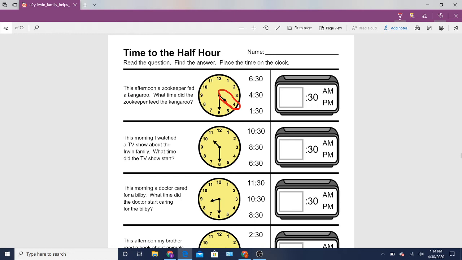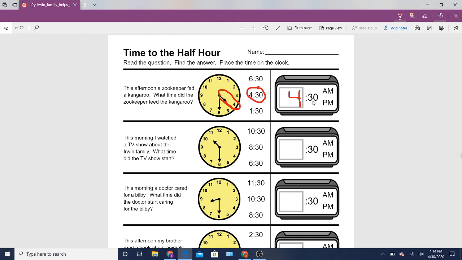So the story for this one says, this afternoon a zookeeper fed a kangaroo. What time did the zookeeper feed the kangaroo? So again, we went to the small hand or the short hand, and it's at 4. When the big hand's at the 6, it means 30. So we're going to circle 4:30. We're going to write our 4 because our clock over here, this is called a digital clock, already has the 30 on it.